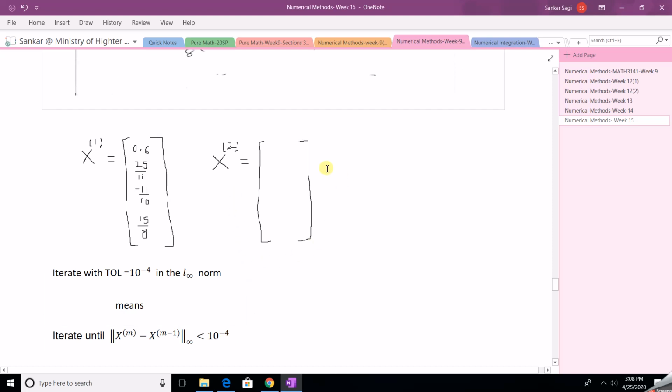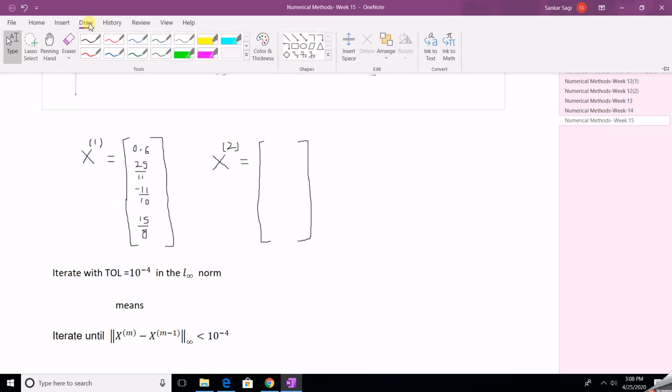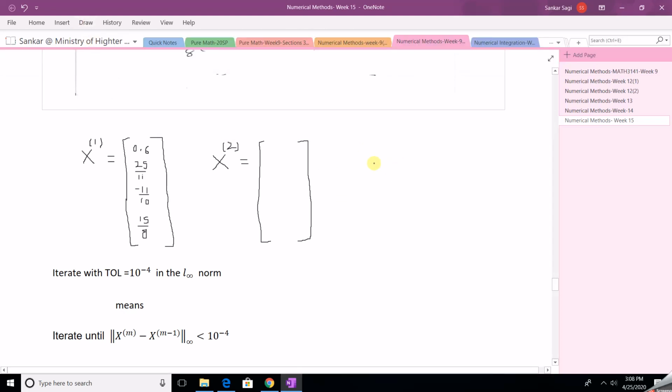So the next approximation will be the third. You have to find x3, with 3 in brackets. x3 is the third approximation of those values x1, x2, x3, x4. We have 4 unknowns. Find the third approximation of those 4 unknowns and write it in the column matrix, which we call x3.